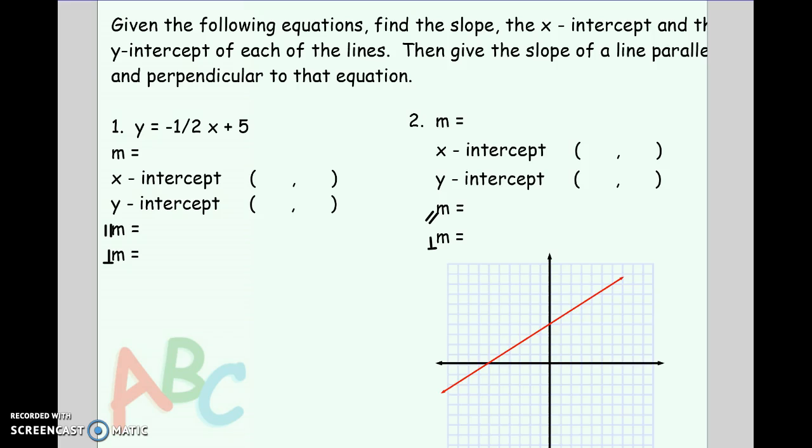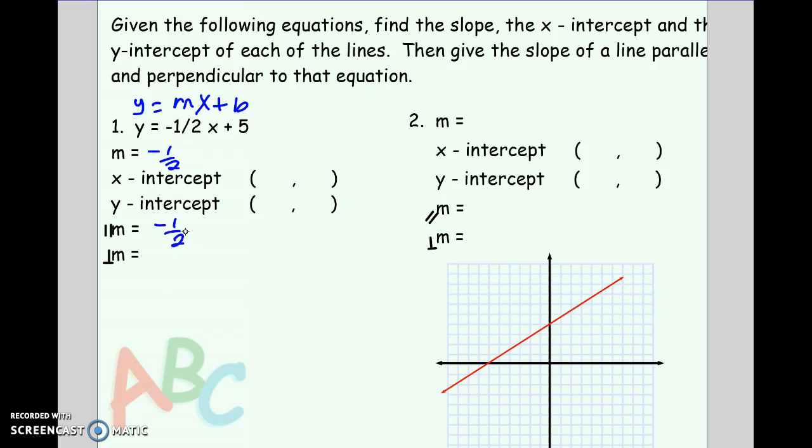So let's look at this problem here. This is in slope-intercept form, y equals -1/2 x plus 5. And we're going to break it down to see if we can find all the different components that we've learned. So the slope, since it's in y equals mx plus b, we already know that the slope is going to be -1/2. Which means my parallel slope, so I have the symbol for parallel right next to it, the two lines, is going to be the same thing.